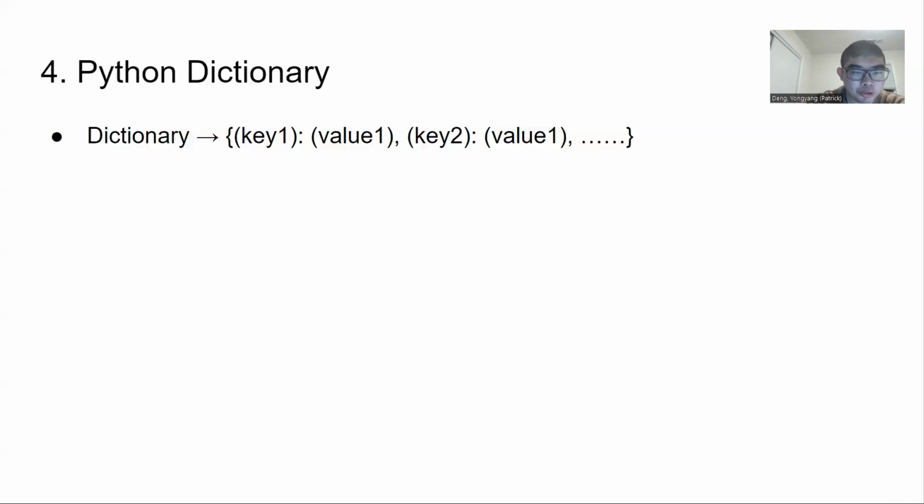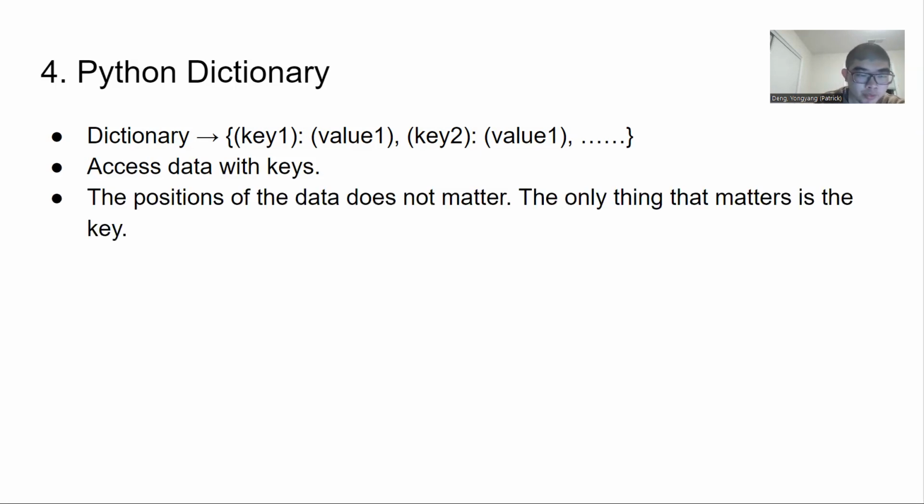So for a dictionary, we use brackets, we have key one: value one, key two: value two, and you have a colon inside to separate key and value, and you have a comma to separate each pair. The key corresponds to a value. So you access data with keys. The position of the data does not matter. The only thing that matters is the key.